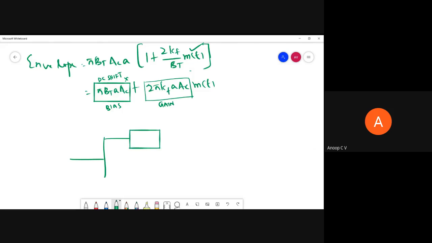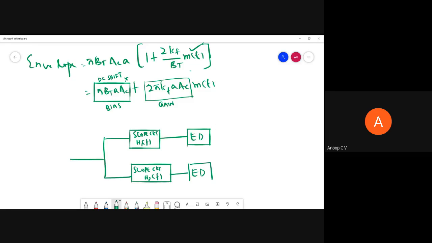So we have a slope circuit with frequency response H1 of f, right? And we'll use one more slope circuit with frequency response, say H2 of f. Then we'll have an envelope detector on the upper branch. We'll also have an envelope detector on the lower branch. Then we can simply use a summer, and we should subtract the lower branch result from the upper branch result. Then we will get the baseband message signal m of t back, right?